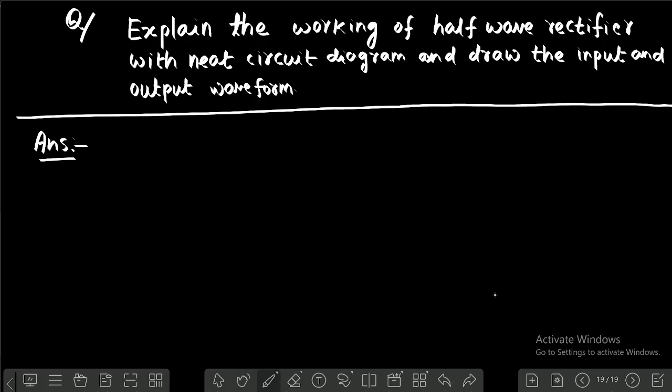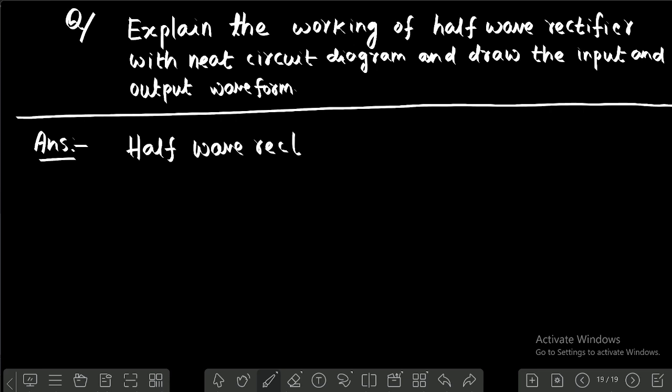Explain the working of a half wave rectifier with a neat circuit diagram, and draw the input and output waveform. Next, listen. What is a half wave rectifier? Heading: half wave rectifier.